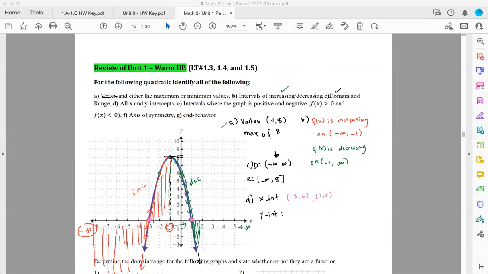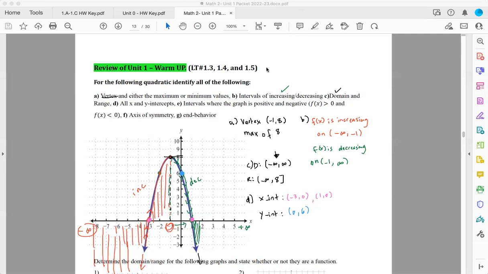Those are x-intercepts. Now, where does the graph meet or cross the y-axis? I'm going to use a different color for that. Let's use this color. This is the y-intercept right here in blue. This is where the graph crosses the y-axis, and this point is (0, 6). Okay, again, in ordered pairs.